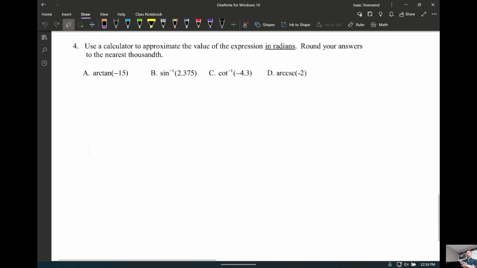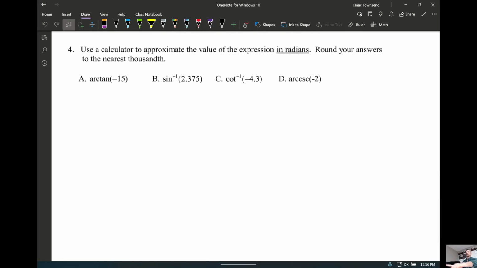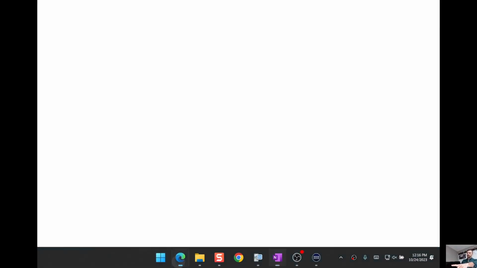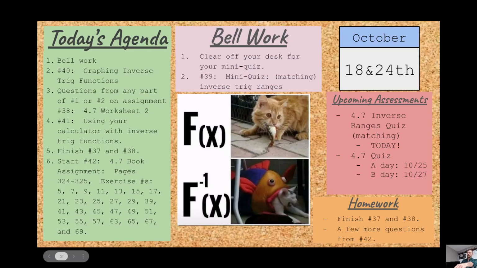What number would this worksheet be in the first 2 functions? 40? I don't know. The graphing was 40. The calculator was 41.